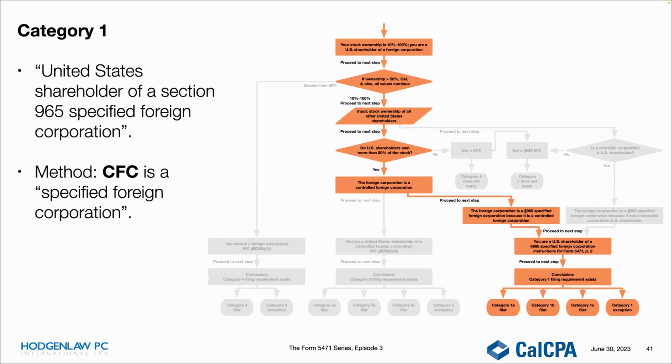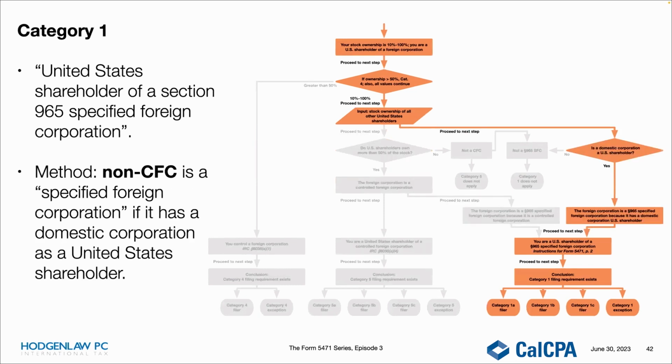Foreign corporation is controlled foreign corporation. And because it's a controlled foreign corporation, it's a specified foreign corporation. The second way is a corporation that is not a CFC can also be a specified foreign corporation for Section 965. So let's see how this goes.